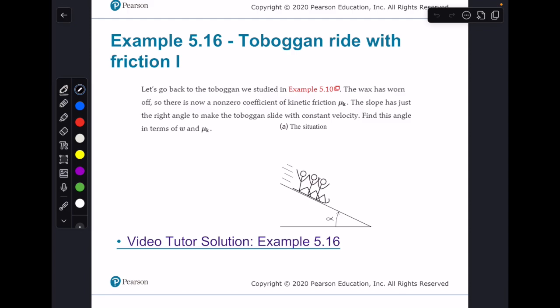And let's note some other important properties of this problem. We're moving with constant velocity here. So not only are we using kinetic friction because of that, but we're using Newton's first law because we're moving at constant velocity. So technically we're in equilibrium since we're not accelerating. So we're going to solve for the angle alpha now. So let's do this example.